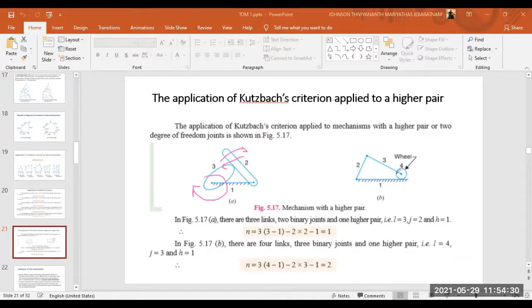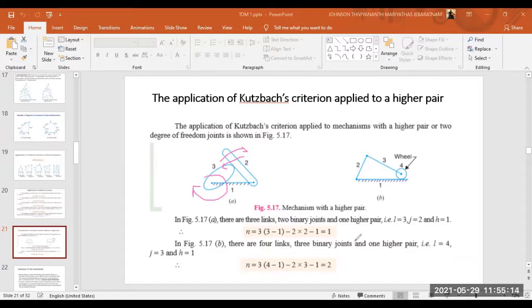4 links, so that is 3 into 4 minus 1, minus 2 into number of binary joints: 1, 2, and 3. Here surface is in contact, right? So I am not going to take this as a binary joint, this is going to be a higher pair, right? So that is 2 into 3, 3 binary joints only, minus 1. That one is this higher pair h, right? So when I solve it, I have 4 minus 1, 3, 3 into 3, 9, 9 minus 2 into 3, 6, 9 minus 6 is 3, 3 minus 1, that is 2, right? So here the degree of freedom is coming as 2, right?